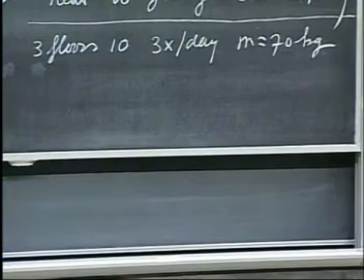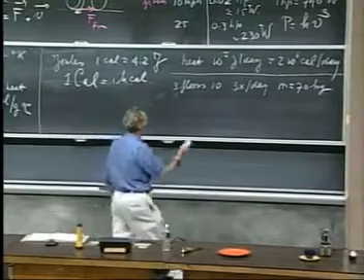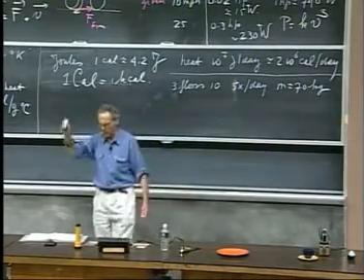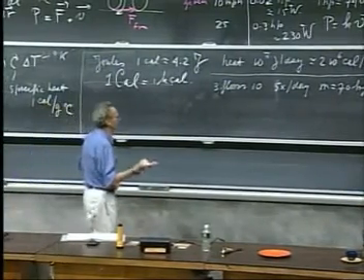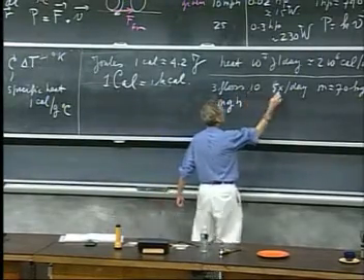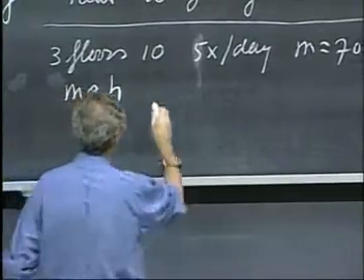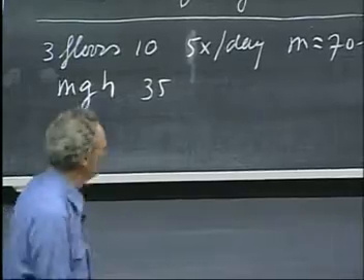How much work do I do when I do that 3 times? Oh, let me do it 5 times per day. Boy, I really go out of my way. 5 times per day I go 3 floors up. Well, the amount of work that I do is MGH. The 10 meters have to be multiplied by 5 because I do it 5 times. And so I get 35,000 joules of work that I do.